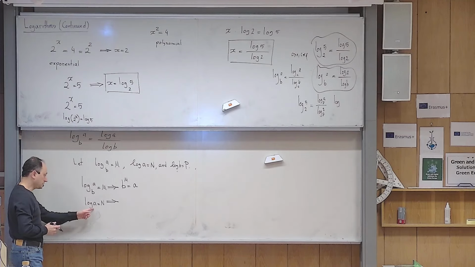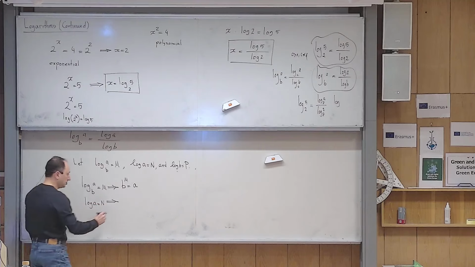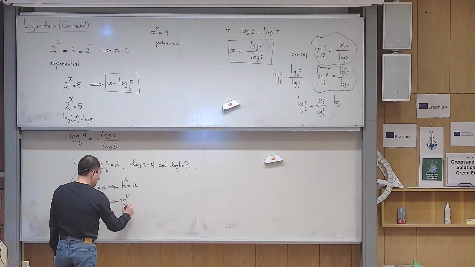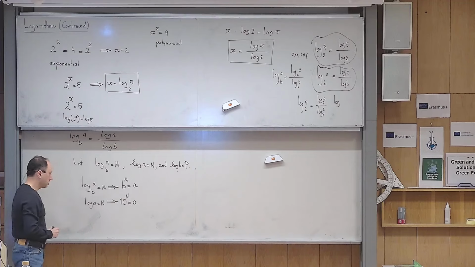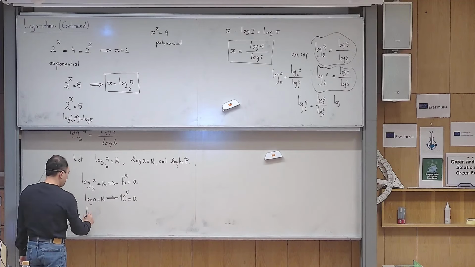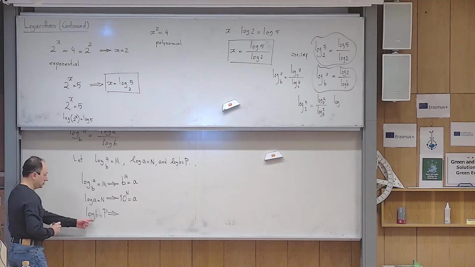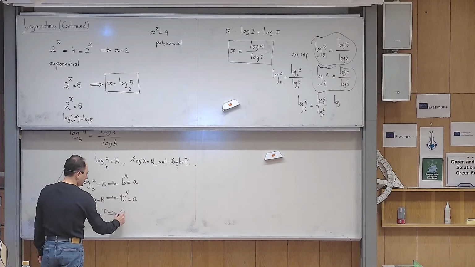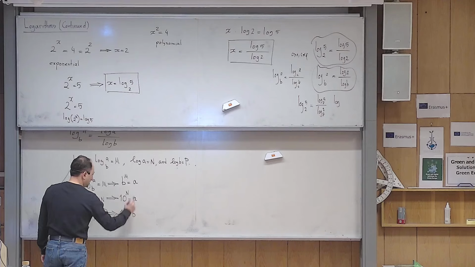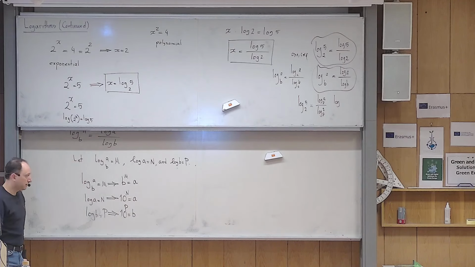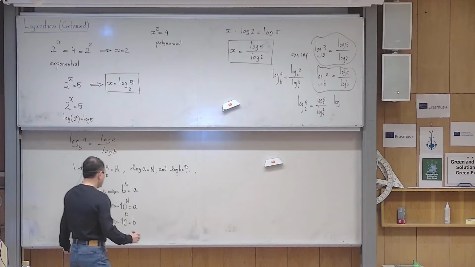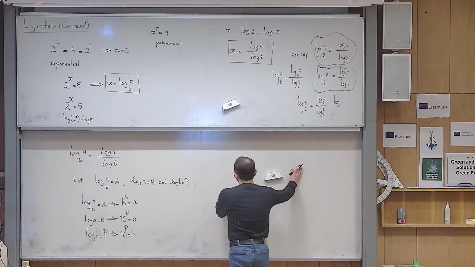To the power. Yes, because the base is 10, 10 to the n becomes what? A. Yes. And then when you say logarithm of b is p, what does this mean? 10 to the p is what? Do you agree? Okay.